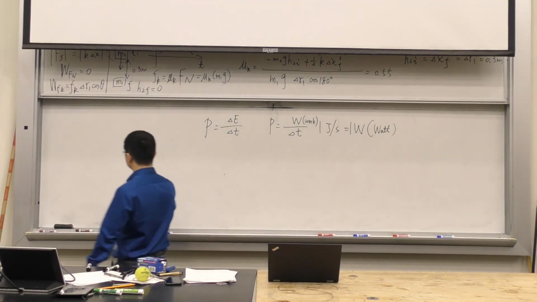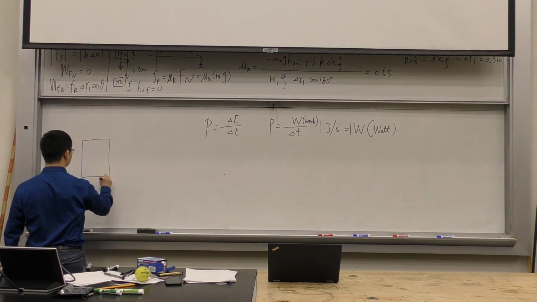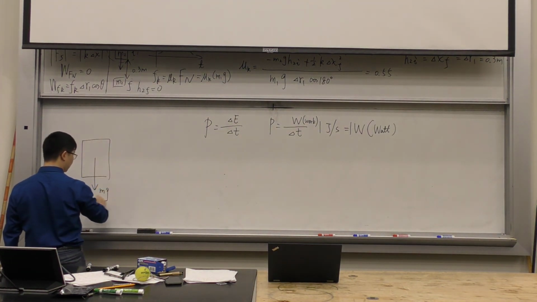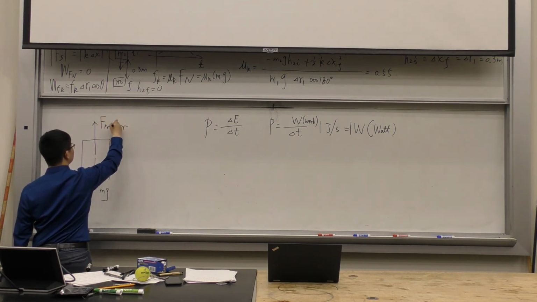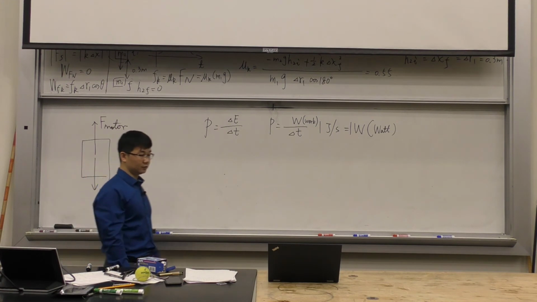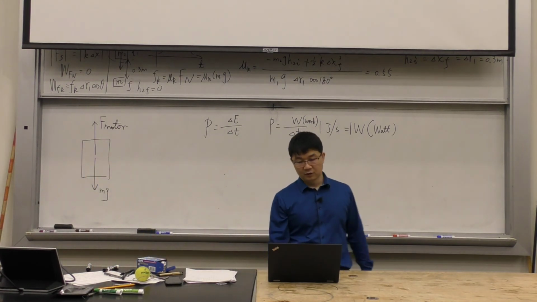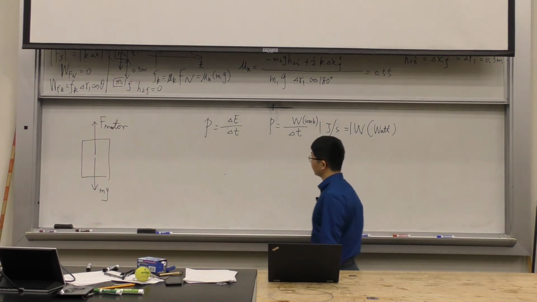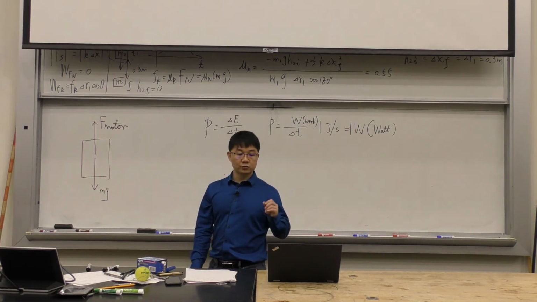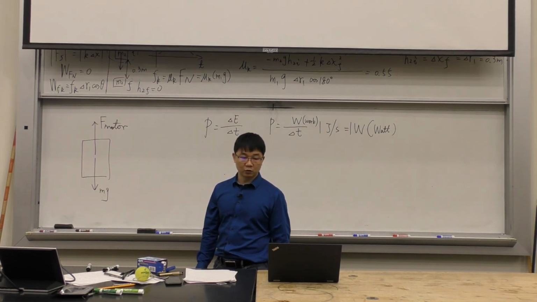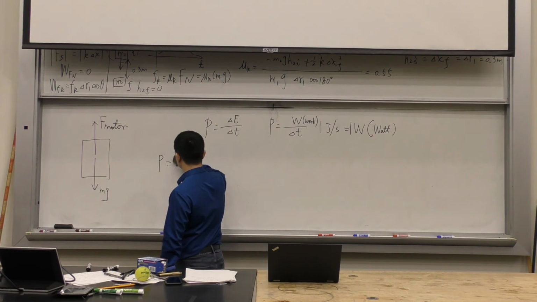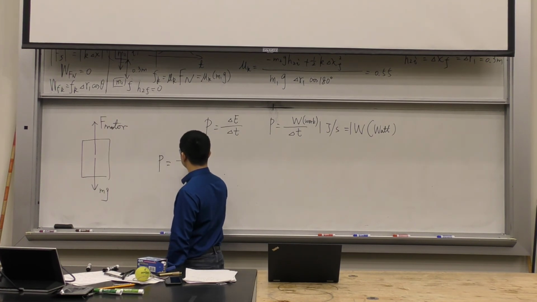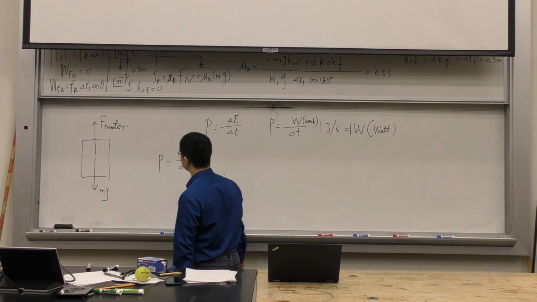Okay, so the motor is lifting the elevator. Let's see. So the elevator has gravity down, and the motor has a force up. Right? We have seen this when we were defining the gravitational potential energy. So the motor is doing work on this elevator. If I want to find the power, I'm just going to do work divided by time. That's how I'm going to find the power of the motor in this process.